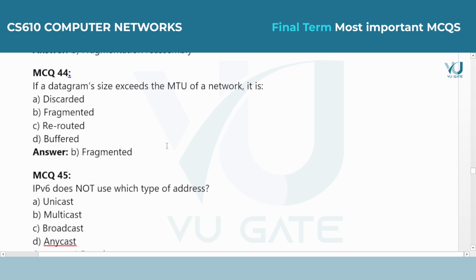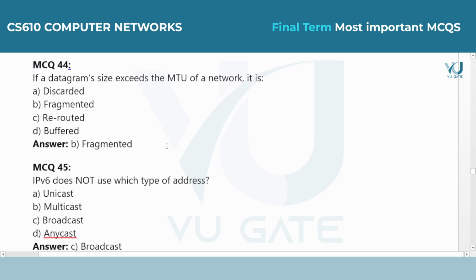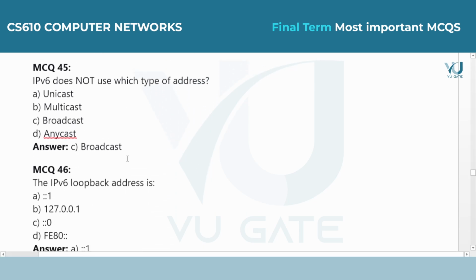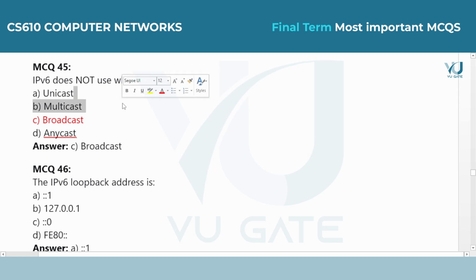MCQ 44. If a datagram size exceeds the MTU of a network, it is. Answer: B. Fragmented concept. Maximum Transmission Unit, MTU, is the limit. If a packet is too big, it must be broken into smaller pieces, fragments, to pass through. MCQ 45. IPv6 does not use which type of address? Answer: C. Broadcast concept. IPv6 replaced broadcasting with specialized multicast addresses to improve network efficiency and reduce unnecessary traffic.